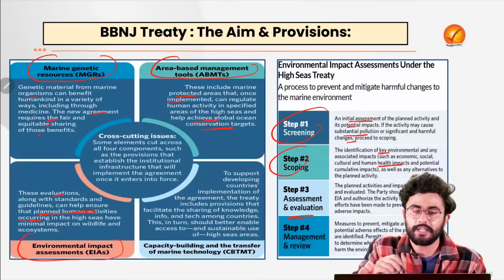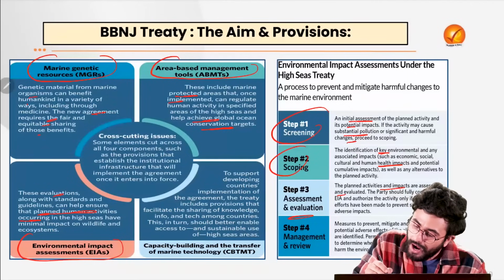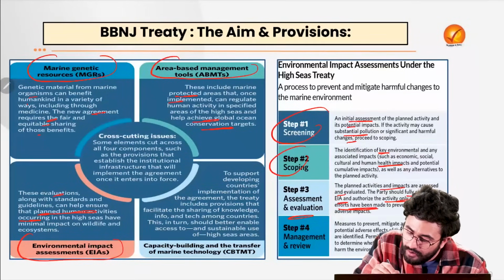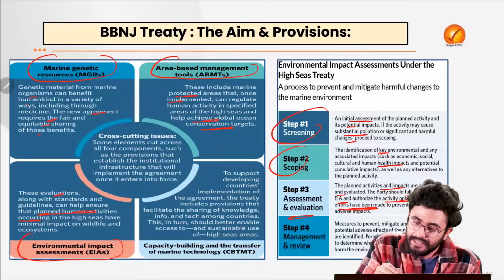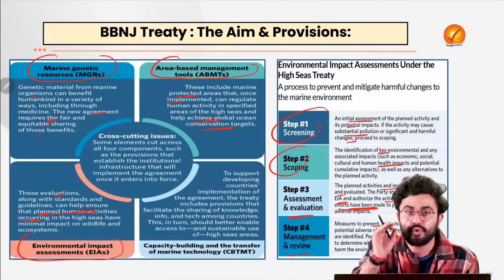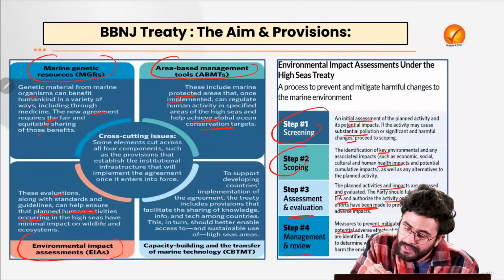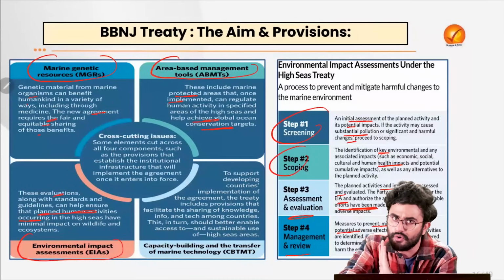In the third stage, the planned activities and impacts are assessed and evaluated. The party should fully consider the EIA and authorize the activity only if all reasonable efforts have been made to counter any kind of adverse impact. Then in the final stage, there will be measures to prevent, mitigate and manage such potential adverse effects. Permitted activities will be monitored to determine whether they are likely to pollute the environment or not.